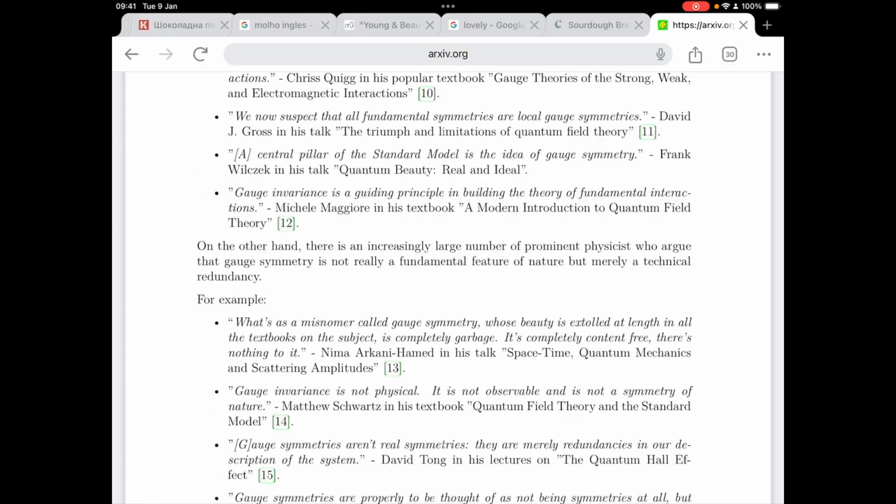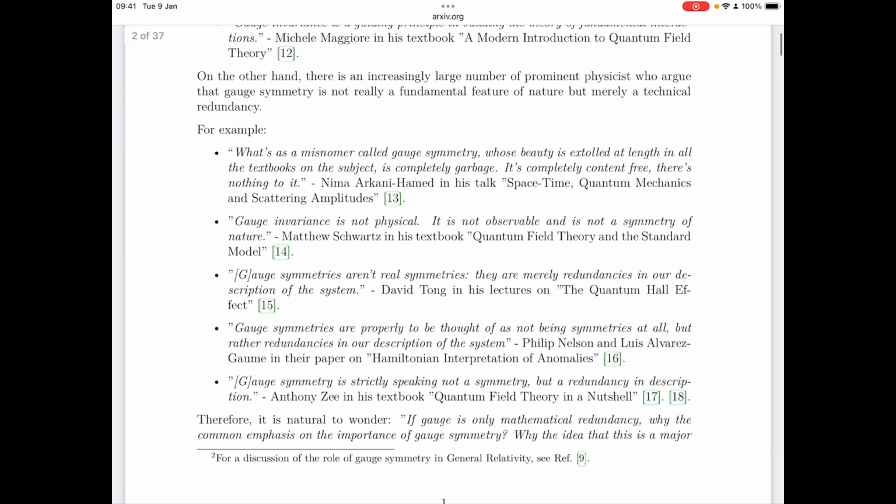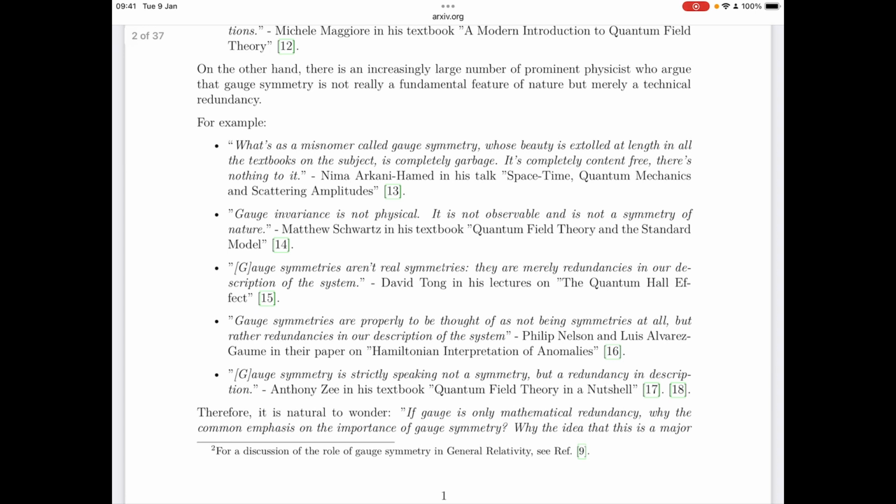But now I'm seeing it with new eyes. It's the whole new stuff now, because I've seen the Lagrangians already, I know the symmetries already, I've seen how it's working. And you see that some people are selling the idea of gauge symmetry. They're telling, like Wilczek, that a central pillar of the standard model is the idea of gauge symmetry, and that's totally true. But if you take a look at the bottom of this page, Nima says that what's a misnomer called gauge symmetry, whose beauty is extolled at length in all the textbooks on the subject, is completely garbage. It's completely content-free, there is nothing to it.